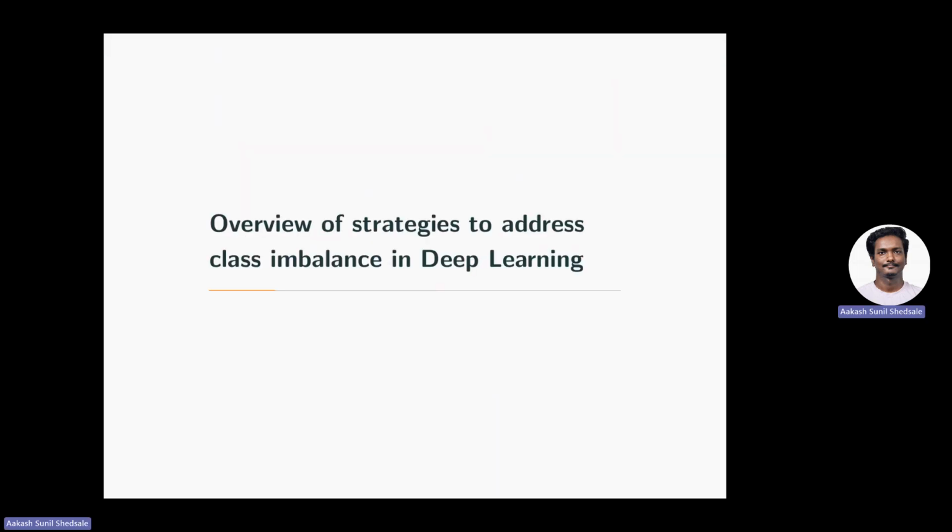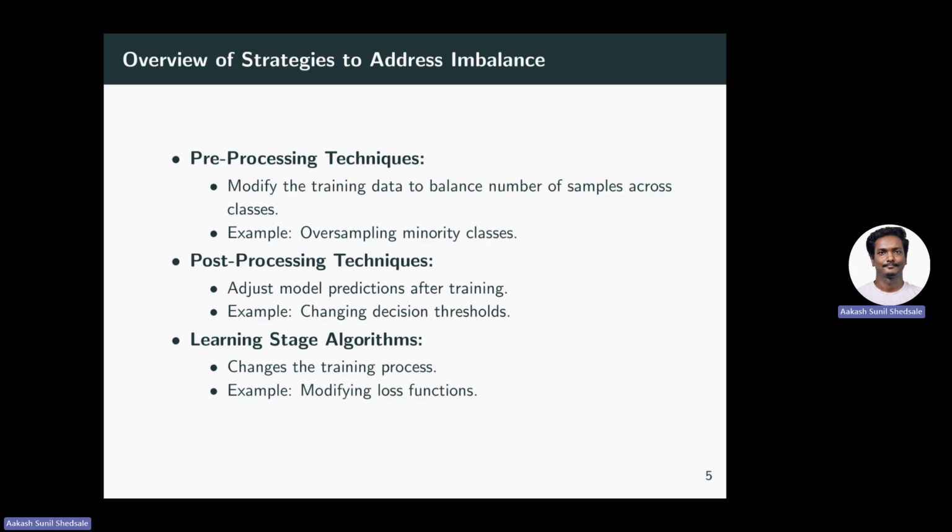Then, overview of some of the strategies to address class imbalance in deep learning. Mainly, there are three strategies that are used. First is pre-processing techniques. They modify the training data to balance the number of samples across classes. An example includes oversampling the minority class. Second is post-processing techniques. They adjust model predictions after training. An example is changing the decision threshold after training. And third is learning stage algorithms. They modify the training process to address class imbalance. Their example includes modifying the loss functions.